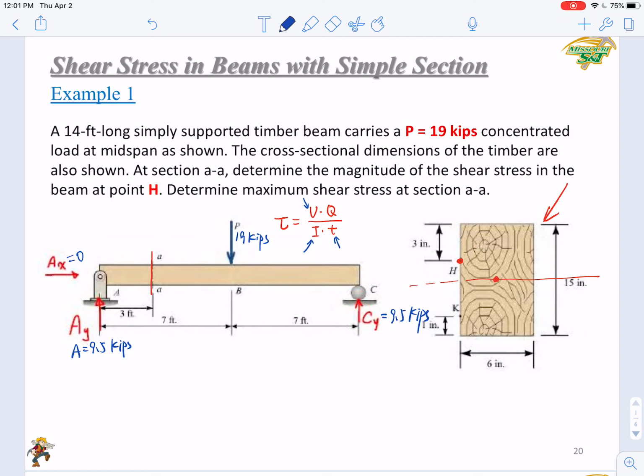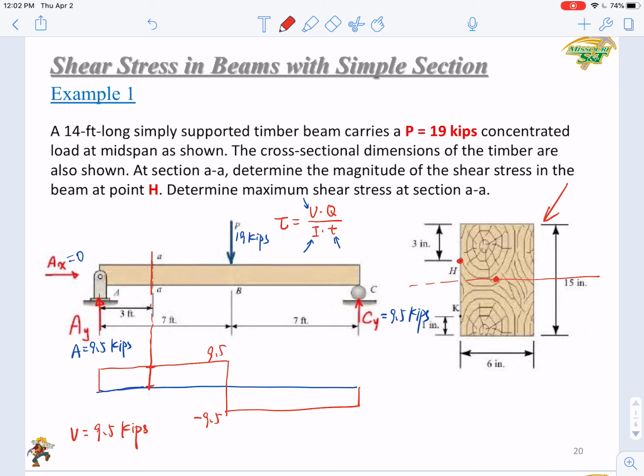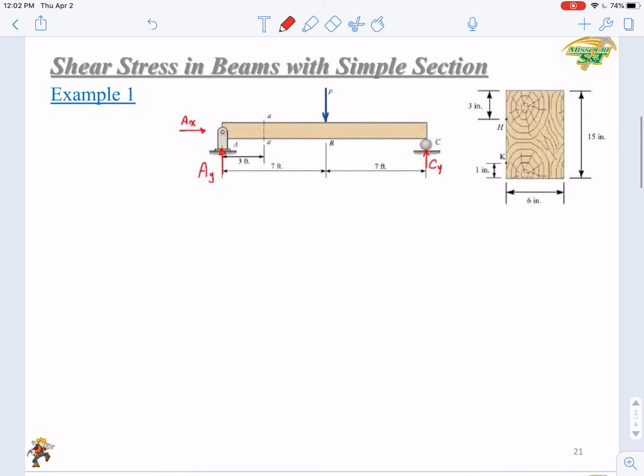Based on this, you can draw the V diagram. The V diagram will be 9.5 here, negative 9.5 here. Then at section AA, V equals 9.5 kips. So we have determined that V equals 9.5 kips.